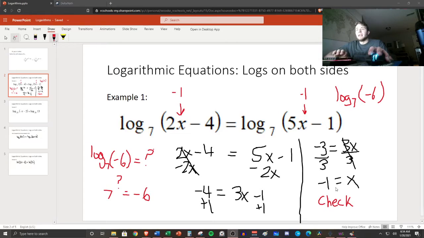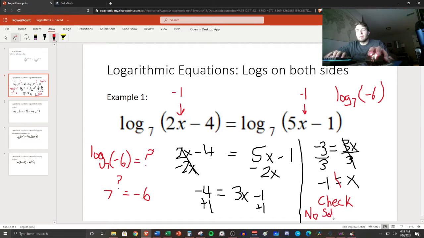So that's the biggest thing. So when we look at this right here, this -1 equals x, that's not true. There is no solution to this problem. We'll write that. And then this ends up being what we call extraneous.